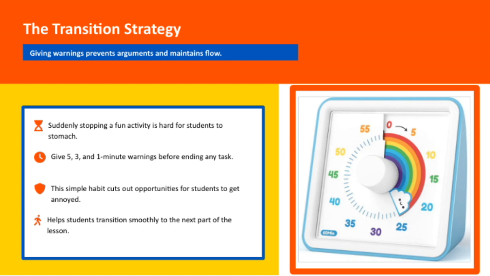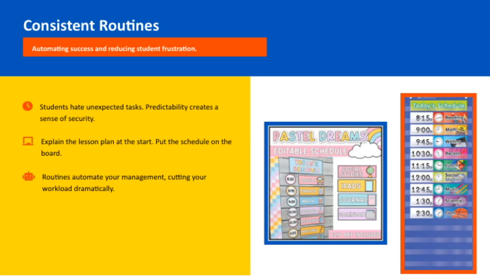It's all about respecting their need for closure and giving them time to wind down or finish up. This is part of the overall transition strategy, making transitions predictable, respectful, and seamless. When we do this well, it promotes a positive learning environment and keeps everyone engaged and focused on the next part of the lesson. All right, let's talk about routines and how they can really transform your classroom management.